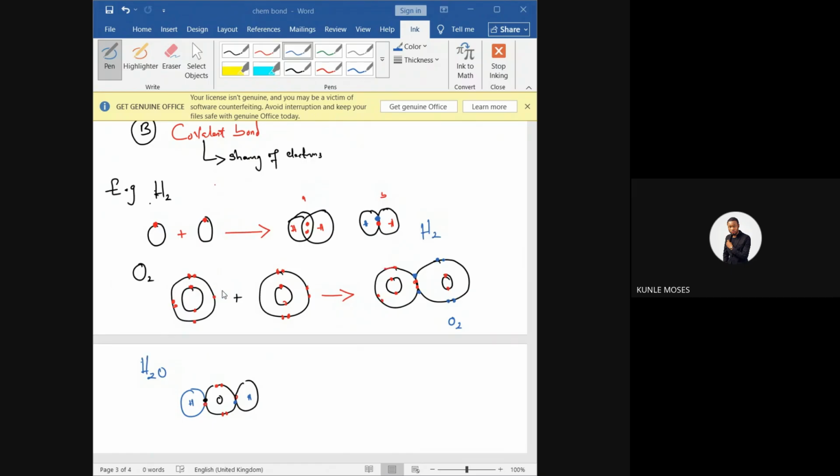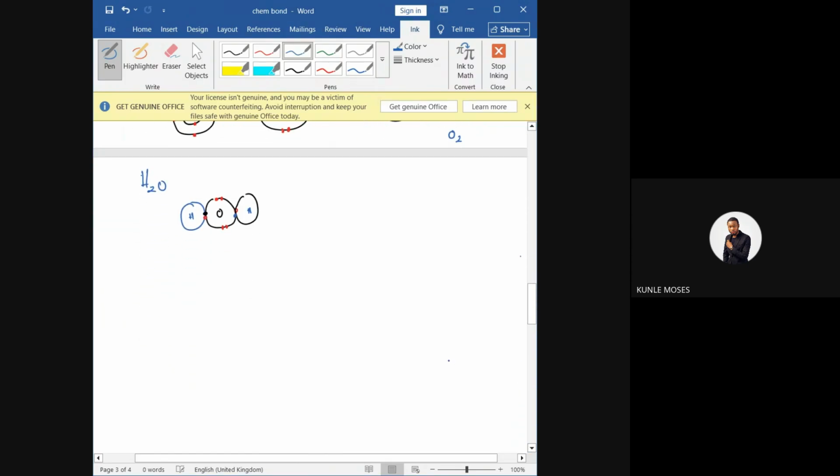I gave you all the properties last week. I don't need to give you properties again. I hope you've written it down. So let's go to coordinate bond. This one is where issues can come.